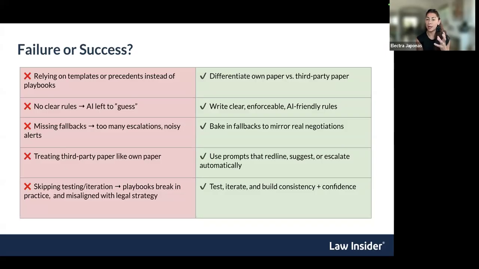When you don't have any fallbacks, that's fine. Some people are just like, this is my rule and take it or leave it. But if you do have fallbacks that you are applying when you're reviewing manually, then it's important to bake those into your playbook so that you can mirror real life negotiations, and you've got a tool that's going to support you beyond just your preferred position.